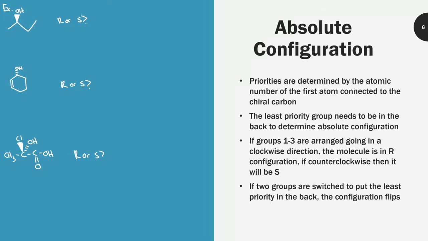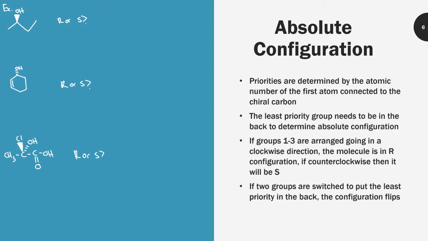So to figure out which enantiomer is which, you have to know its absolute configuration, which you figure out by assigning priorities to all the groups around a chiral carbon. Priorities are determined by the atomic number of the first atom connected to the chiral carbon. It's the same thing as when you did E and Z configuration and assigned priorities. It's the same concept. So you assign priorities to all your groups based on their atomic number. If the first atom is the same, then you just move on to the second set.